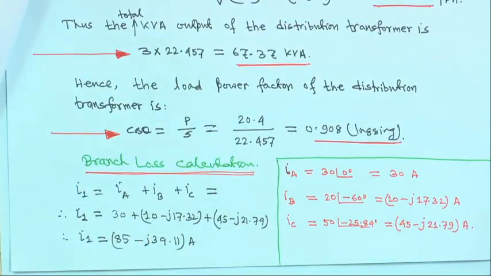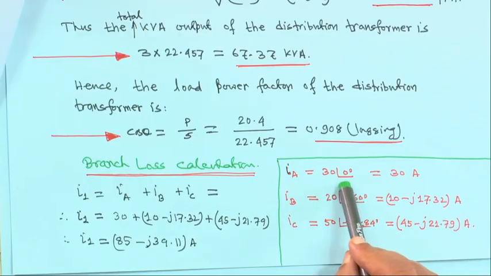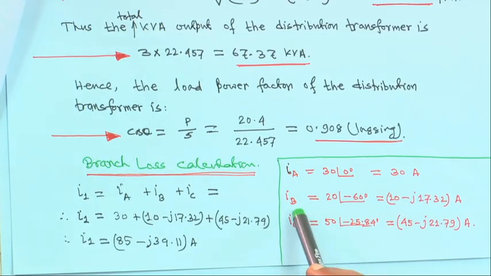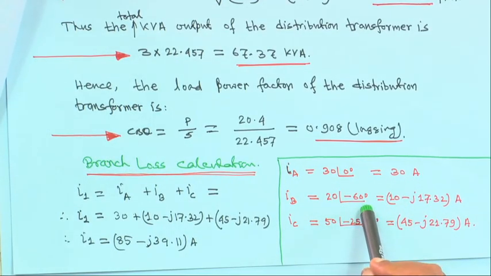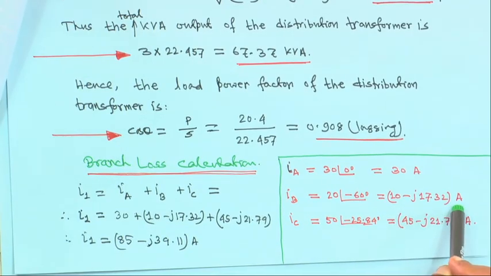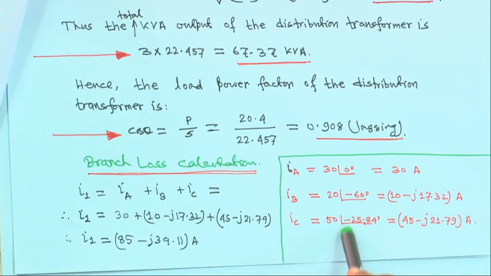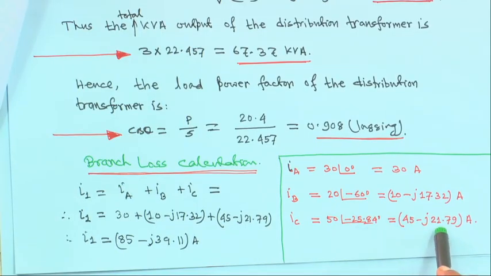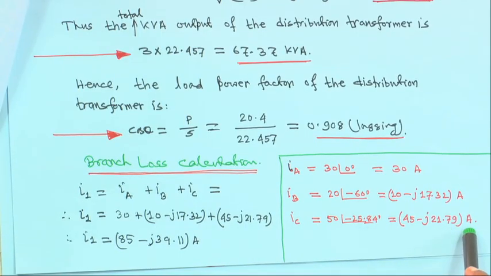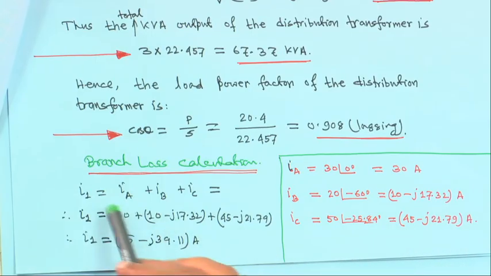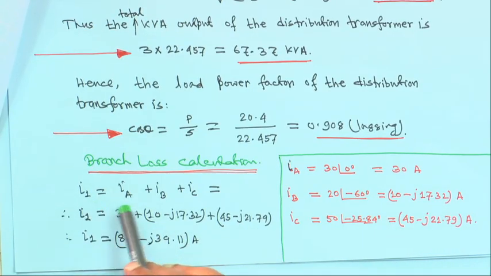So, here IA is equal to 30 angle 0 because unity power factor, IB is equal to 20 angle minus 60 because power factor lagging 0.5. So, it is 10 minus j 17.32 ampere, and IC is equal to 50 angle minus 25.84 degree, that is 45 minus j 21.79 ampere, right. Therefore, first branch current I1 is equal to IA plus IB plus IC, right.